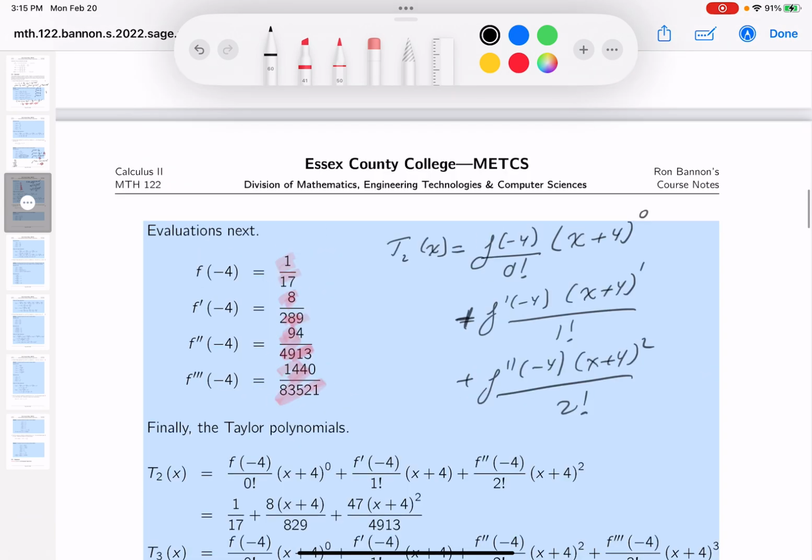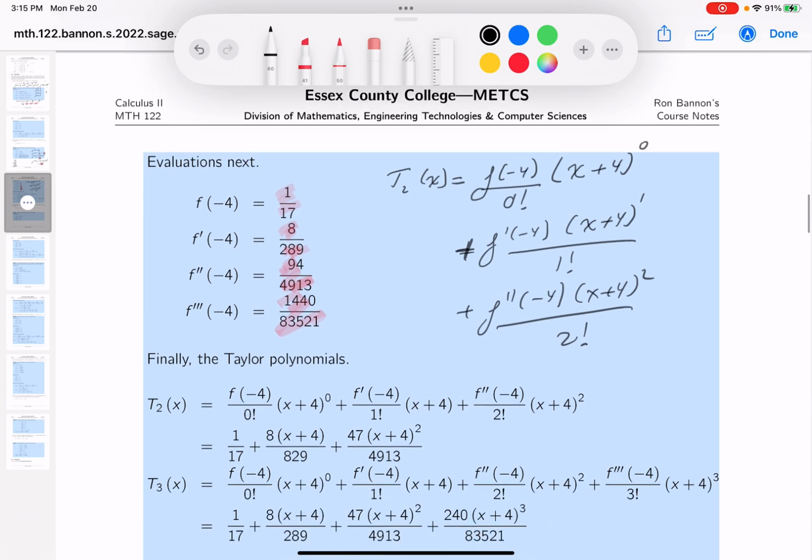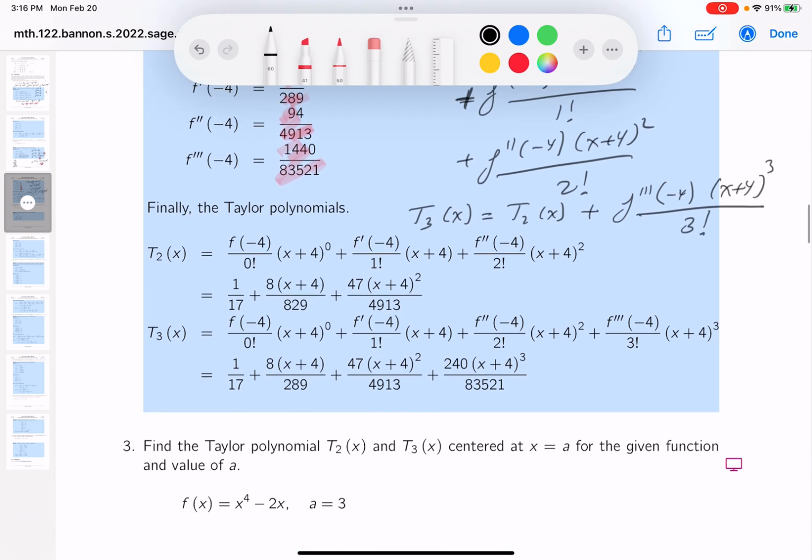Now, if you want to get T3, again, if I were on the exam, what I would write down is T3 of x is actually T2. I'm not going to write all that down again, but I need to write the next term down. So f triple prime at -4, x + 4 cubed over 3 factorial. That stuff's written down for you. I did do the computations though, and I want to point out if you don't feel up to it, or if you're critically in need of time on the exam, please don't do the computations.